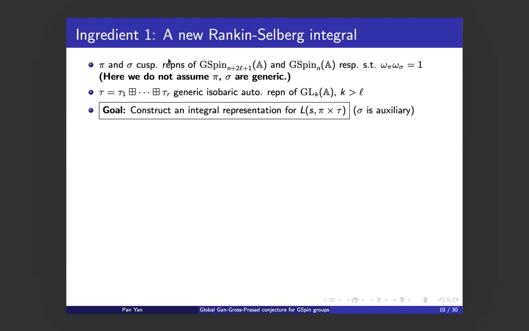The goal here is to construct an integral representation for the L function for pi times tau. If we are given pi and tau, and their sizes are determined, then we can always find some sigma on a smaller GSpin group. If n+2l+1 and k are determined, we can find some n so that k is greater than l. So sigma here is auxiliary; it will play a role in the construction. That's our goal: we want to construct an integral representation for the L function for pi times tau.